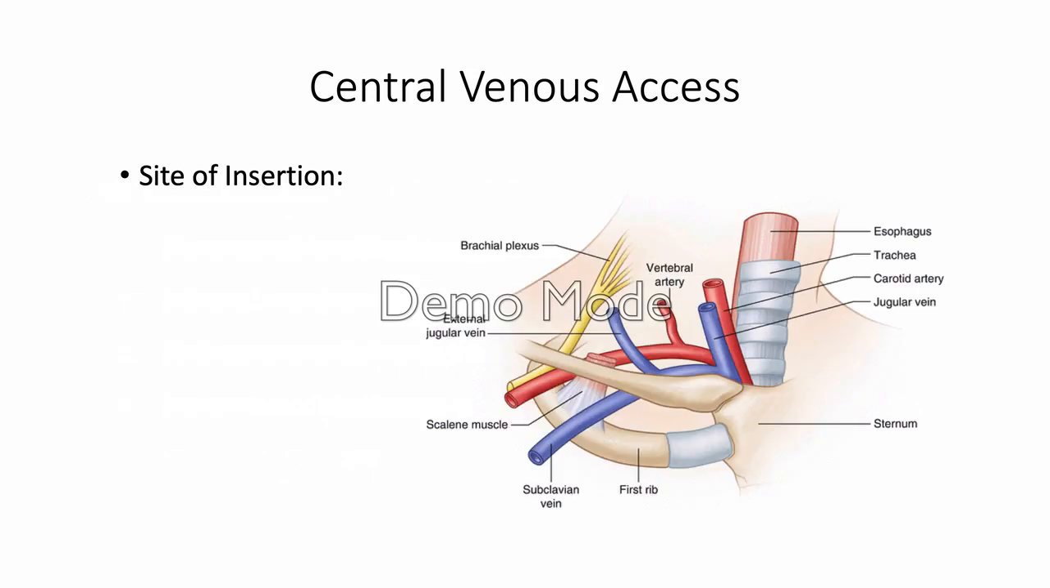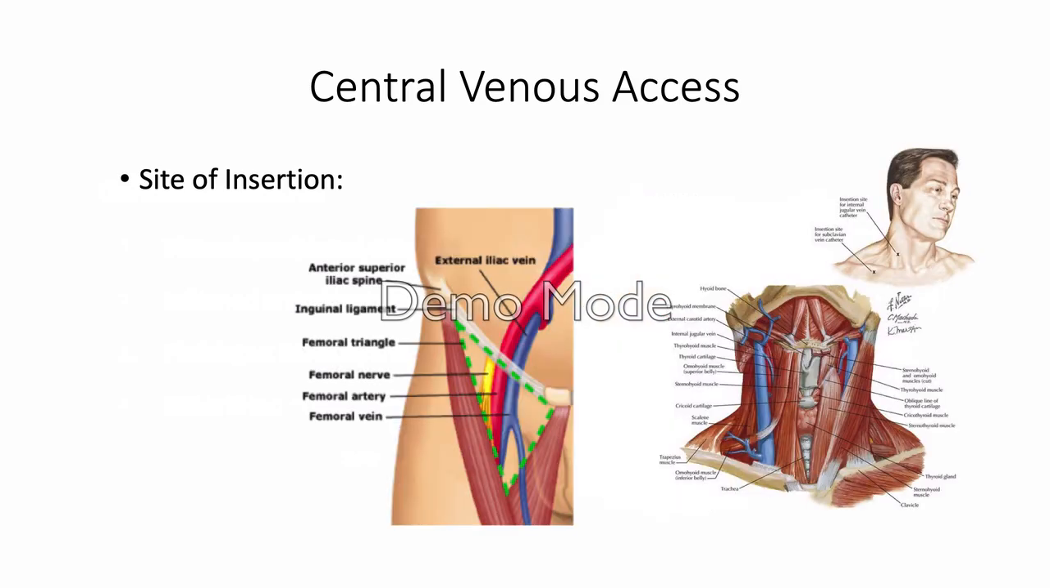Okay, the site of insertion. We have 3 different sites to insert a central line. I will start with the subclavian, but I am not going into detail with this site because it needs more practice and more experience. The other 2 common sites for insertion are the internal jugular vein and the femoral vein.